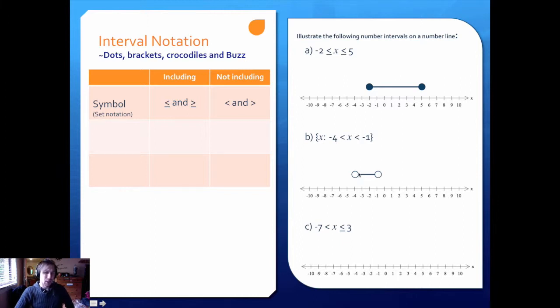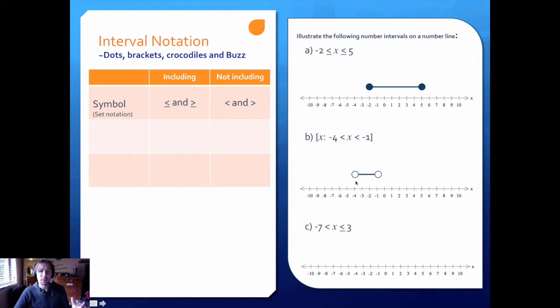But let's now have a look at what you can see here. Now this obviously looks a little bit different to this, doesn't it? The reason it looks different is because it's not actually including. If we have a look here, there's no less than or equal to sign or greater than or equal to sign. It's just saying x is greater than -4 but less than -1. So the empty dots mean that it's not actually inclusive.